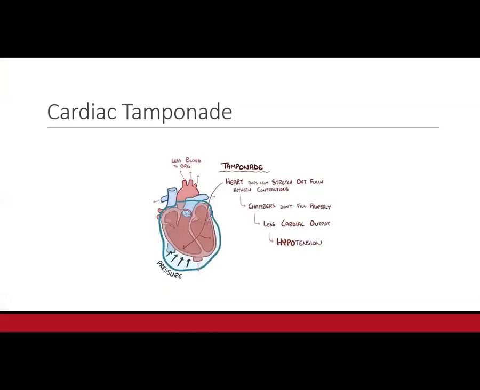Then we've got our lovely tamponade. Heart does not stretch out fully between contractions. Chambers do not fill properly.